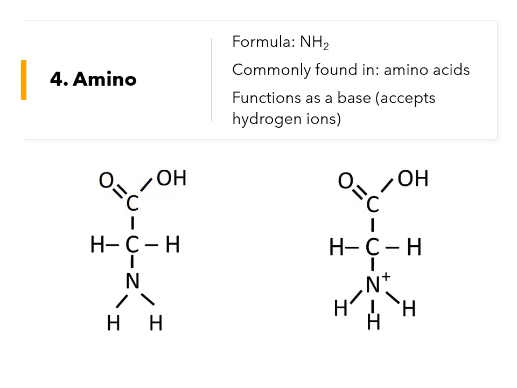The other defining feature of amino acids is the amino part, and this group has a formula of NH2. In amino acids, this group can function as a base, accepting hydrogen ions from the solution and becoming a positively charged NH3 group.